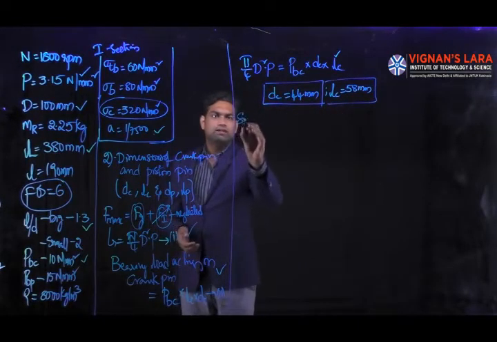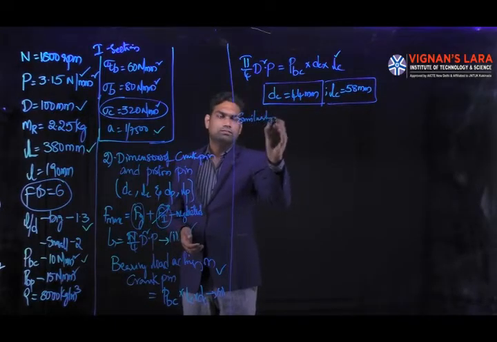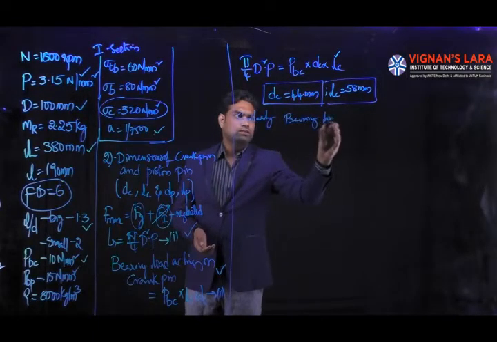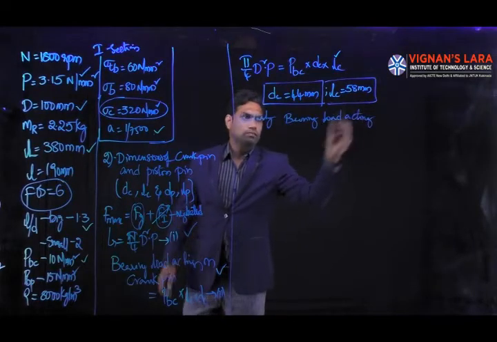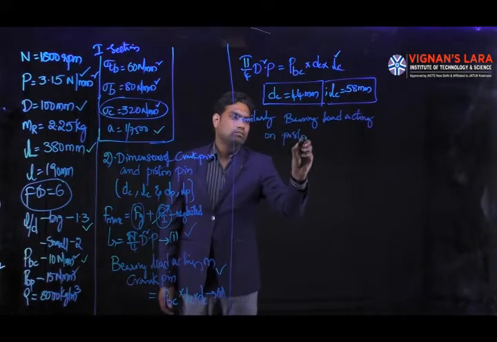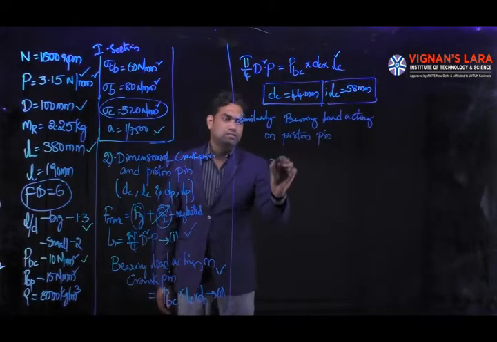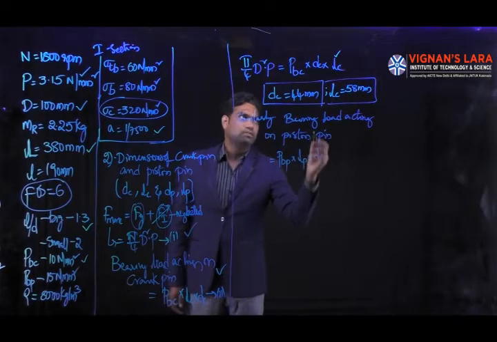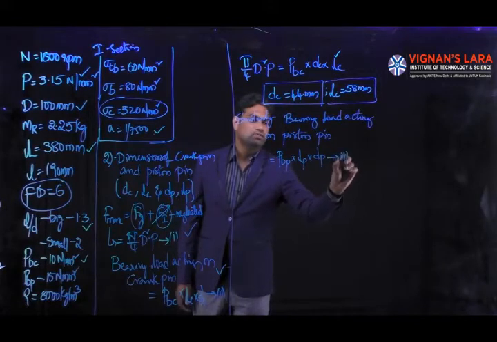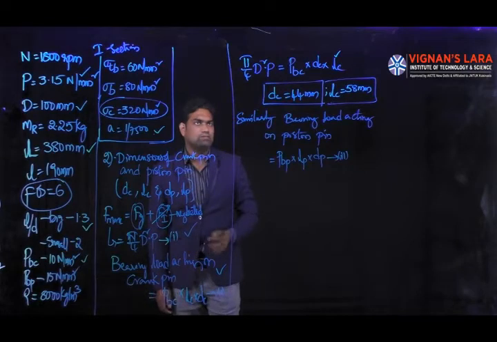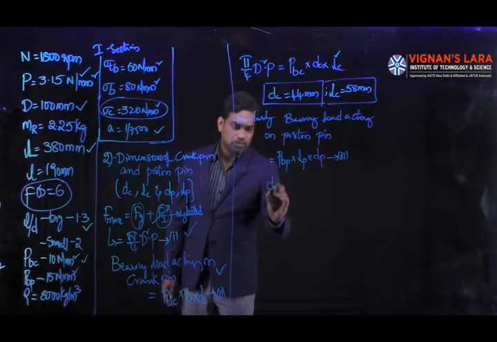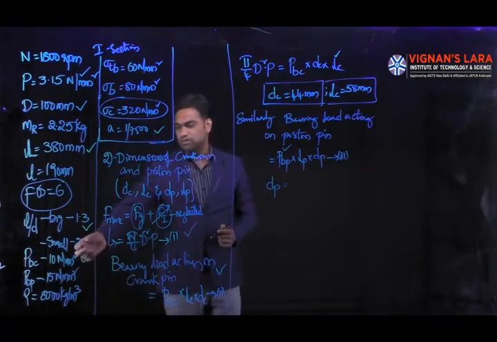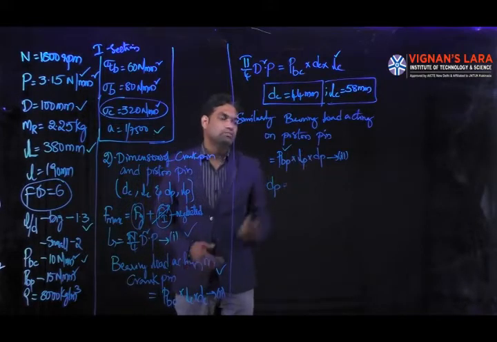Similarly, you can also calculate the dimensions of the piston pin. The bearing load acting on the piston pin is given by bearing pressure PBP into bearing area LP into DP. Here again, equate equations 1 and 3. Equating equations 1 and 3, we can calculate the diameter of the piston pin. Here the bearing pressure at the piston pin is given, that is 15 Newton per mm square, and the L by D ratio for the piston pin is also given, that is 2. So LP can be written in terms of diameter, that is 2 DP.